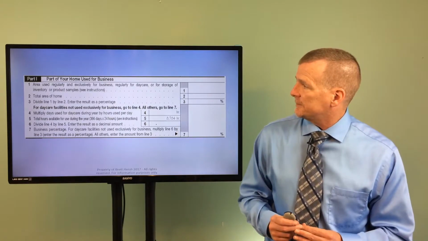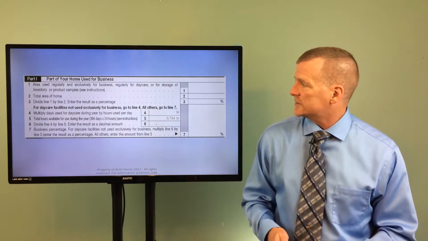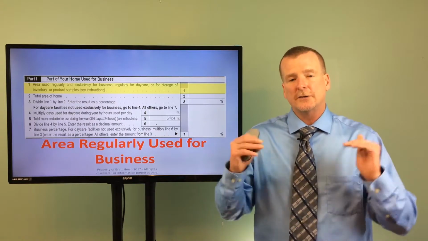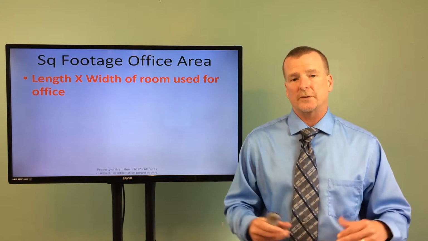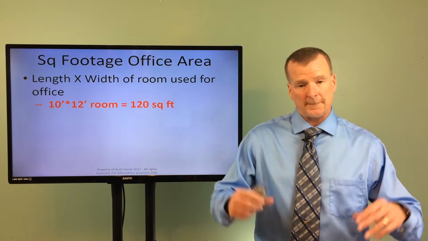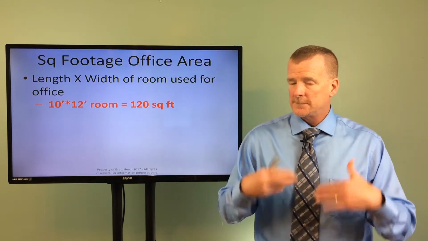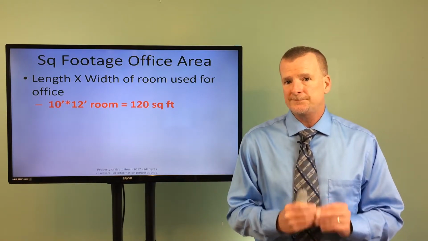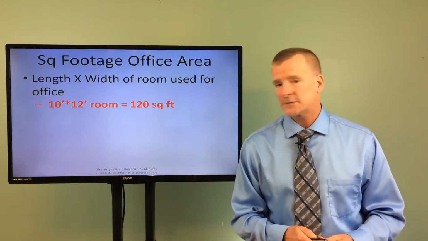All right, here's that section of the return I was talking about, or the Form 8829 rather. As you see, it's part of your home use for business. Over here, line 1 is the area regularly used for business. What we want to get there is the length and the width, because we want to arrive at the square footage of the room used for the office. So for example, if you have an office that is only used for business, remember we went over this in an earlier section, make sure it's a qualifying home office. If it's a 10 foot by 12 foot room, that's 120 square feet. You multiply length by width, 120 square foot.